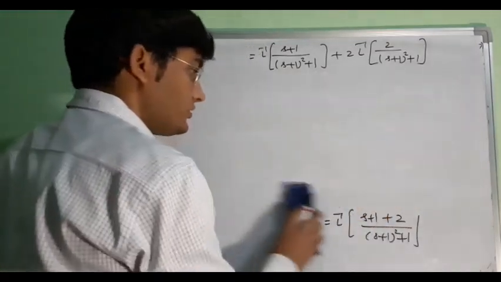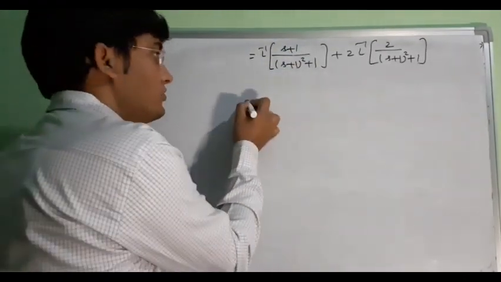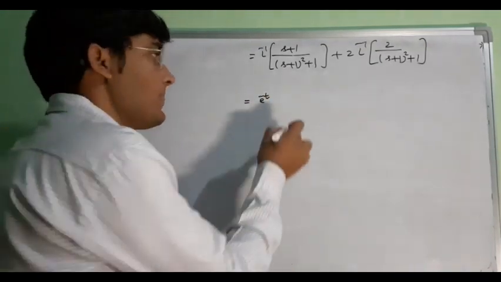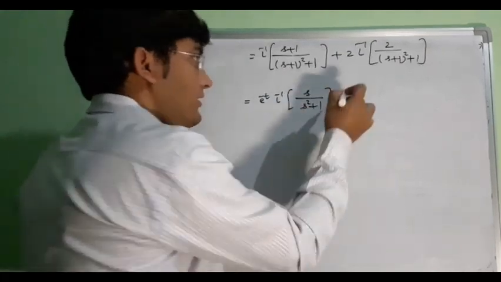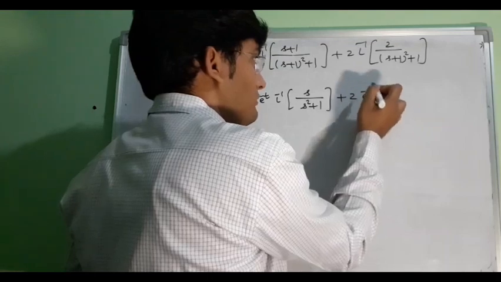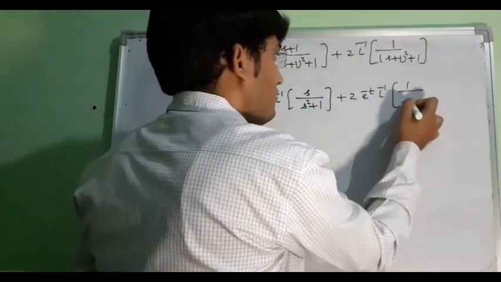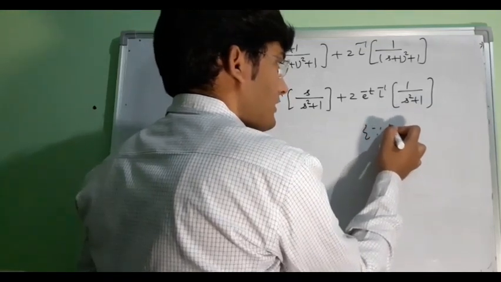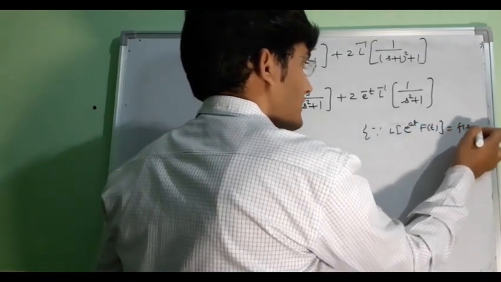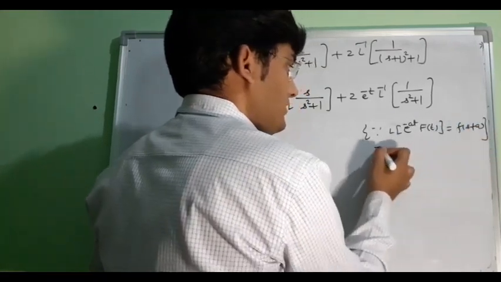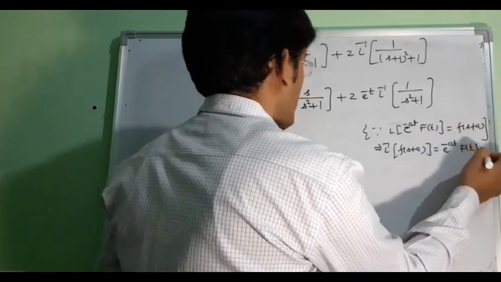Now we can use the shifting formula. As we have s + 1 in place of s, we can use the first shifting formula, by which we will have e to the power minus t outside, and then in the bracket we will have s upon s² + 1, where in place of s we have s + 1. Here we have used this formula: Laplace of e to the power at f(t) equals F(s minus a), or e to the power minus at f(t) gives F(s plus a). So the Laplace inverse of F(s plus a) is equal to e to the power minus at f(t). So we have used this formula.